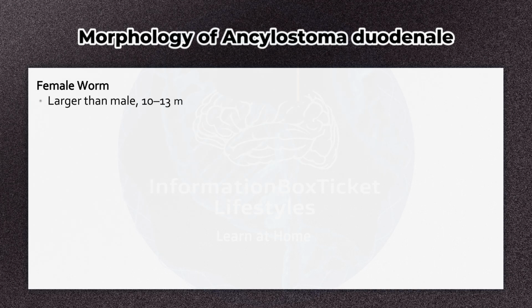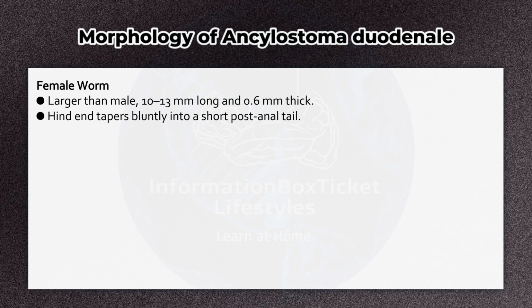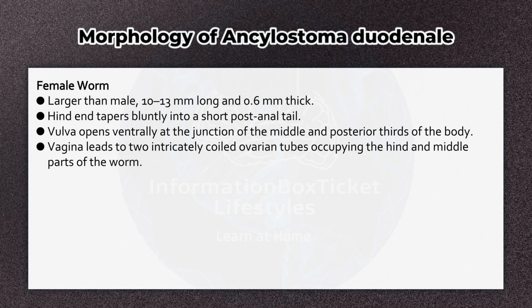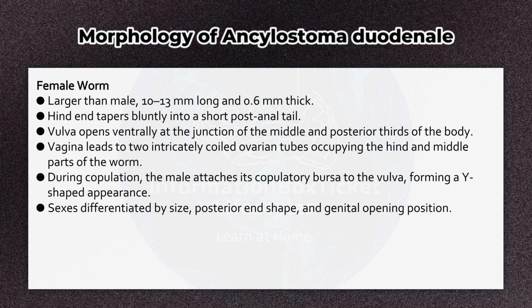Female worm. Larger than male, 10 to 13 millimeters long, and 0.6 millimeters thick. Hind end tapers bluntly into a short post-anal tail. Vulva opens ventrally at the junction of the middle and posterior thirds of the body. Vagina leads to two intricately coiled ovarian tubes occupying the hind and middle parts of the worm. During copulation, the male attaches its copulatory bursa to the vulva, forming a Y-shaped appearance. Sexes differentiated by size, posterior end shape, and genital opening position.